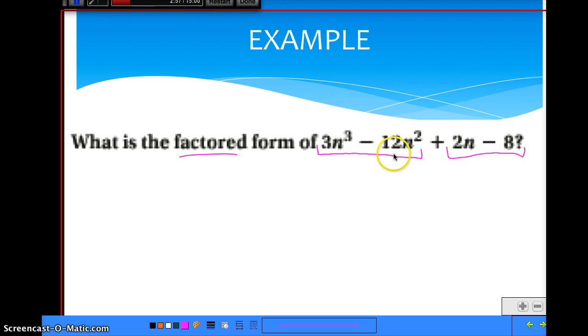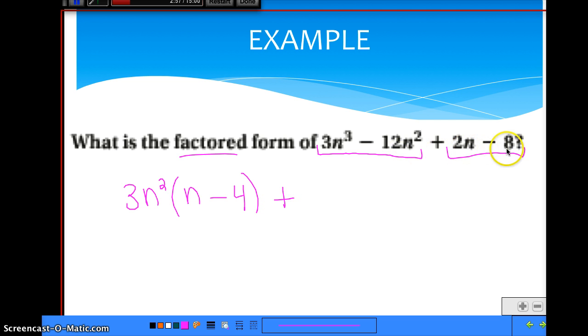So when you get them into groups, you're going to look at the first group only, and ask yourself, is there a GCF? Which there is. It is 3n squared. I can take a 3n squared out of both of these terms. So factor it out. That would give me 3n squared times n would give me the first term, minus 3n squared times 4 would give me the second term. You can check it by doing distributive property in your head to make sure it comes back to the original problem. Plus, drop that down.